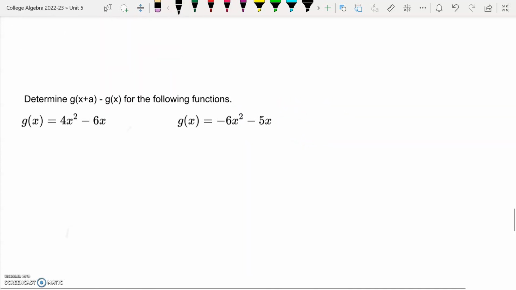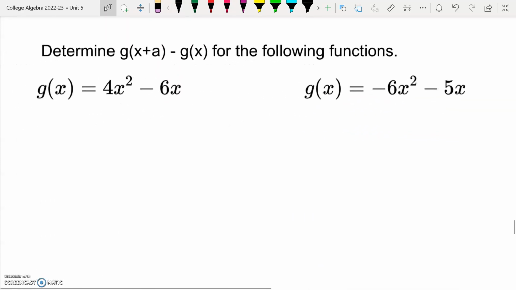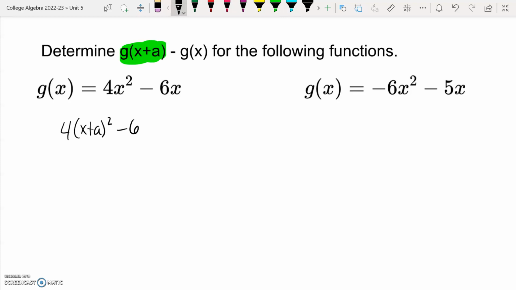Here's what we did in class. This was the tough stuff. I'm only going to do one of each just so you have an example. So as a reminder, we're doing one part at a time. So this one, I'm plugging in x plus a. So I'm going to plug in x plus a for every x. Okay, and I'm done with that one.